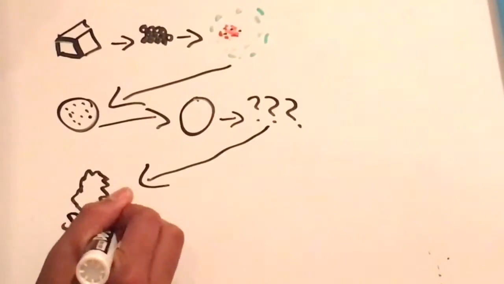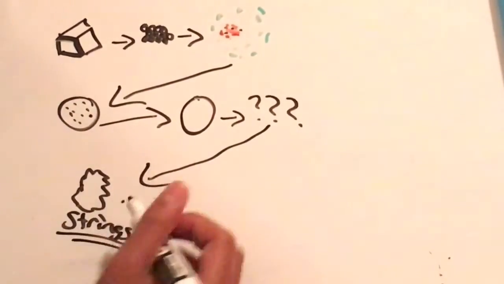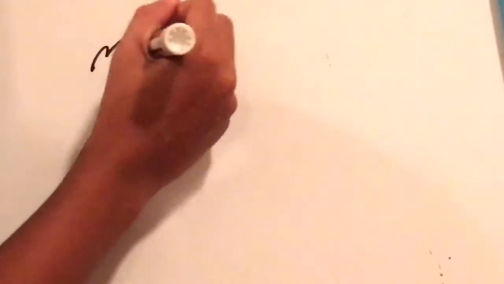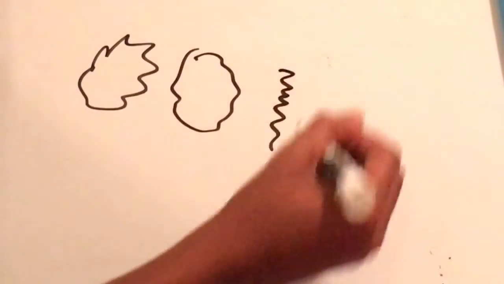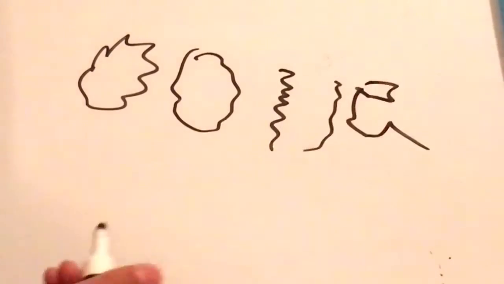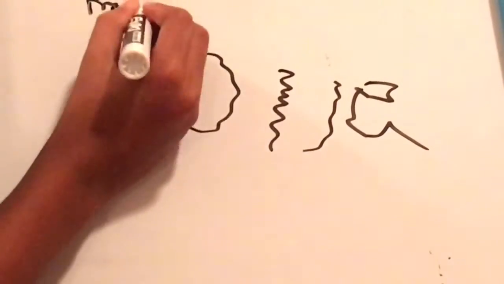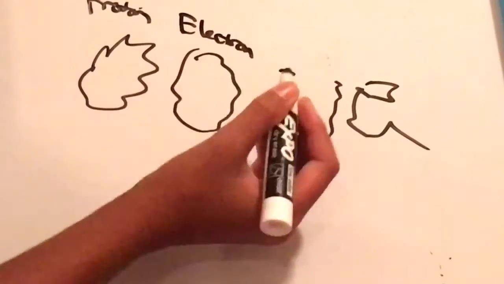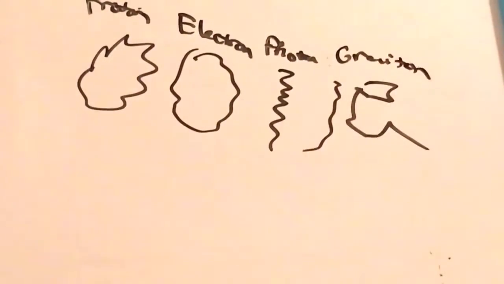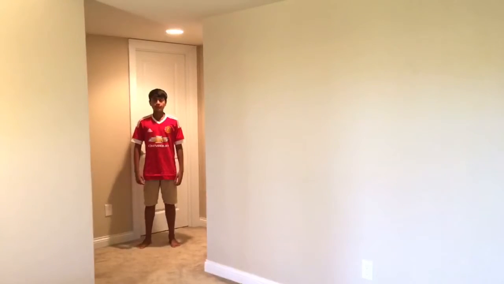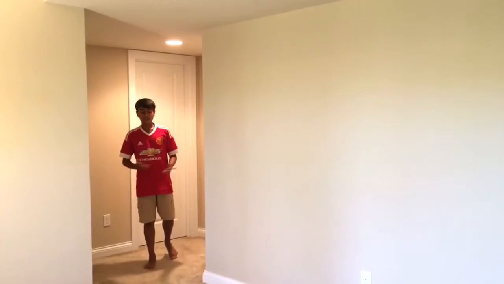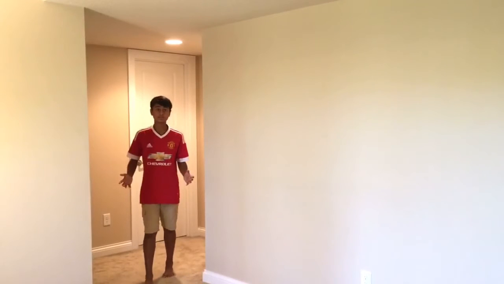Now, strings can vary in sizes. They don't have to look like this. For example, they can be closed, they can have different frequencies, they might even be open. And these different shapes of strings make different particles. One could make a proton, the other could make an electron, one might make a photon, one might even make a graviton. It's pretty cool that everything around us is made of strings.